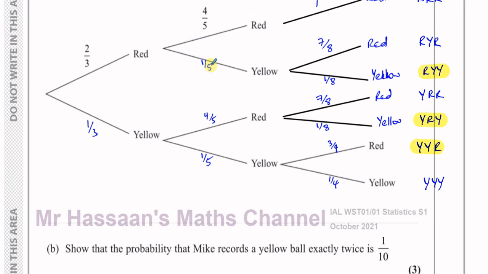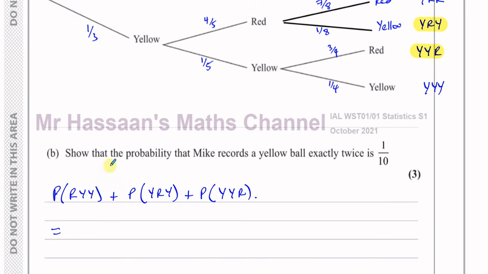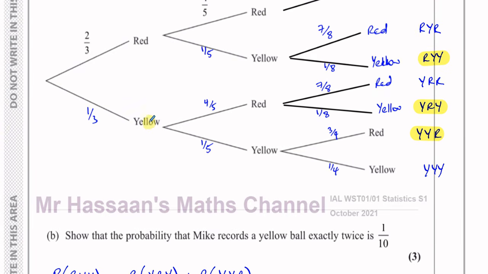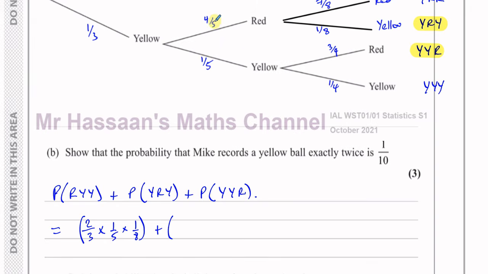So it's going to be 2/3 times 1/5 times 1/8, plus yellow, red, yellow, so 1/3 times 4/5 times 1/8, plus yellow, yellow, red, which is 1/3 times 1/5 times 3/4.